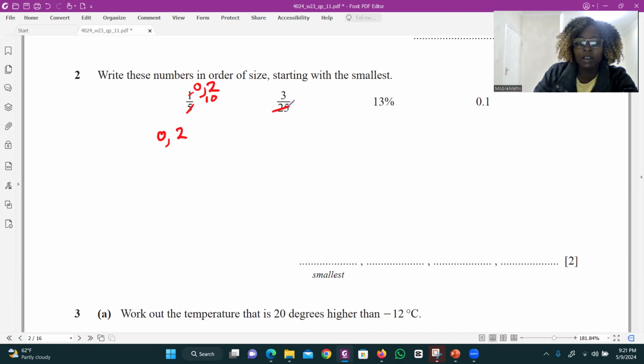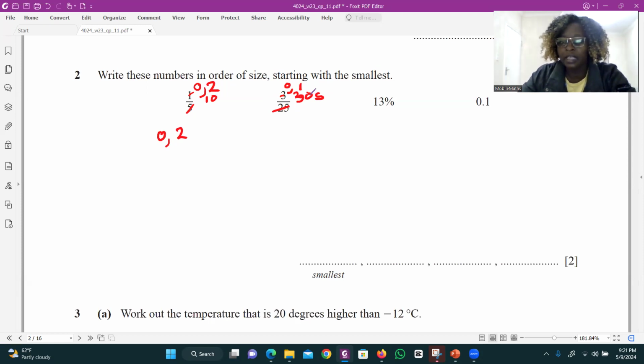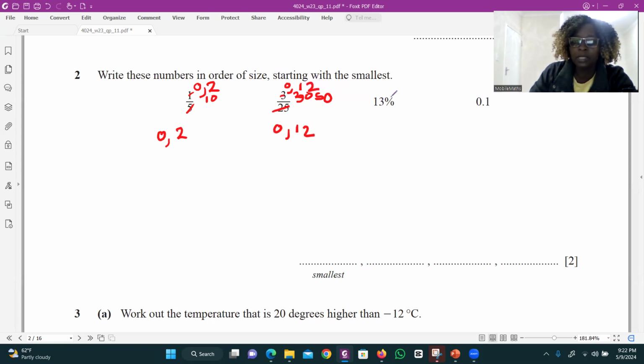3/25, we can say 25 into 3, that's a 0, 25 into 30, that's 1, remainder a 5. Okay, then now 25 into 50, we get a 2. So here we have a 50, 25 into 50, that's a 2. So here we have 0.12. Then 13% is the same as 13/100. So this is going to give us 0.13 like this.